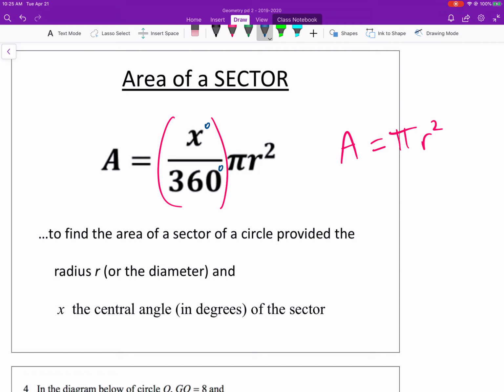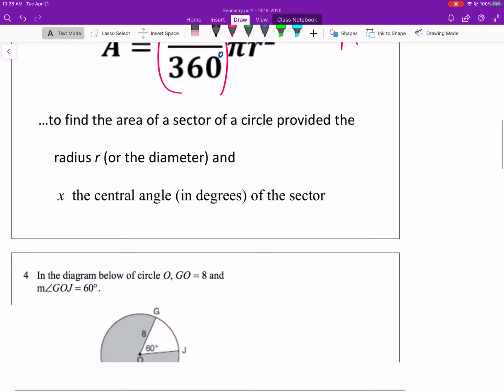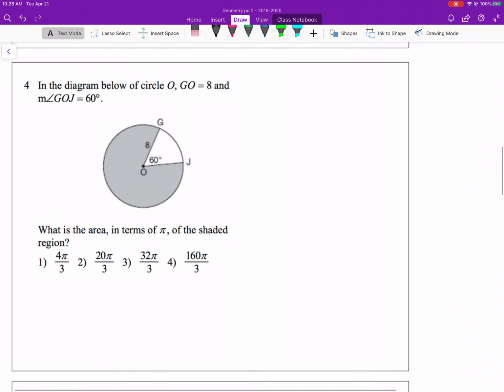All right, so define the area of a sector of a circle provided the radius or the diameter, and x, remember x is that central angle. It's the angle that's meeting at the center of the circle, and it's for that sector. So let's take a look at a couple examples, and then you'll get an opportunity to practice.